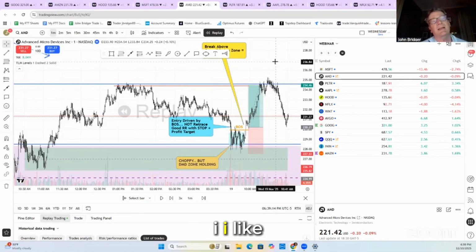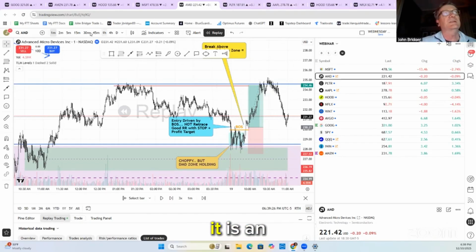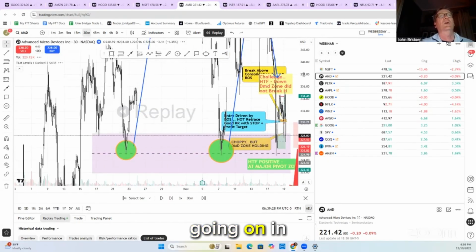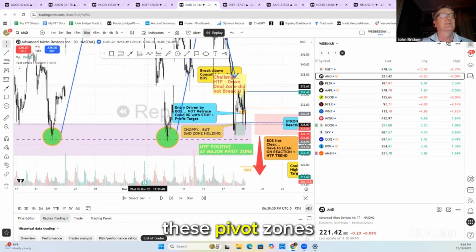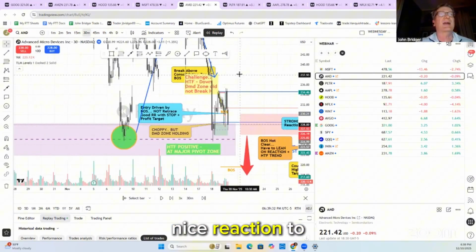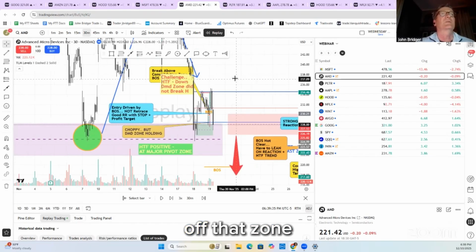So again, I hope this was indicating to you guys that you want to take that high time frame into account. Notice he wasn't playing TLM short, he was playing TLM long, which is in alignment with what was going on in the higher time frame, right? You had these pivot zones. You had another nice reaction to the upside off that zone, right? Which kind of gave you that upside bias for that particular trade.